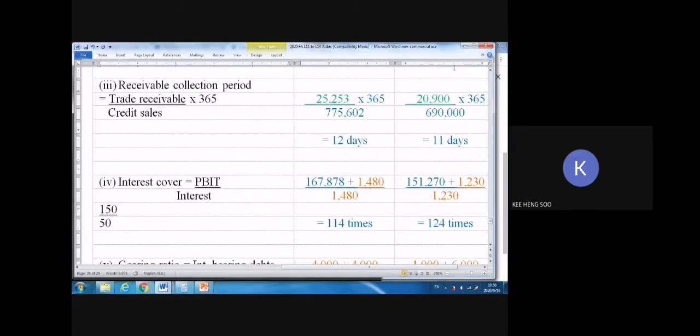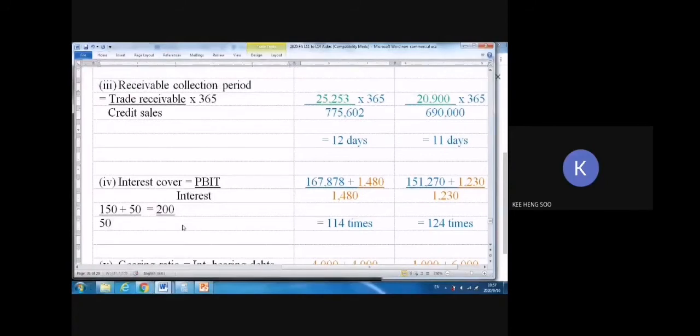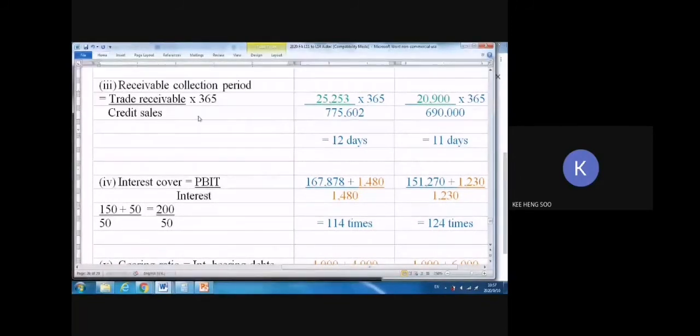So, to your profit before interest and tax, we want to add back 50. Just for example only. So your answer will be 200, so your answer will be 4 times.